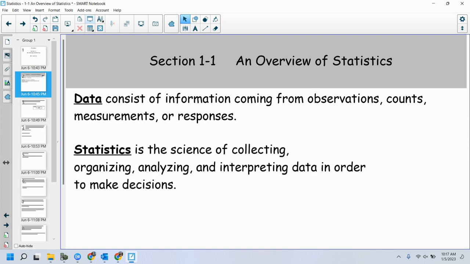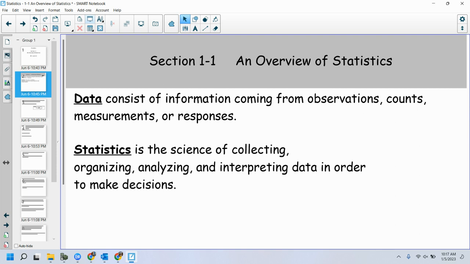The science of collecting, organizing, okay? How do we represent that data? Is it a pie chart? Is it just a table? Is it a histogram? Whatever it may be. Collecting, organizing, analyzing. We're going to make decisions upon that data.